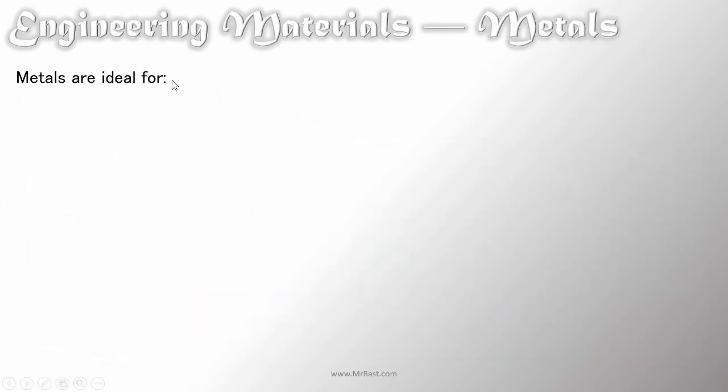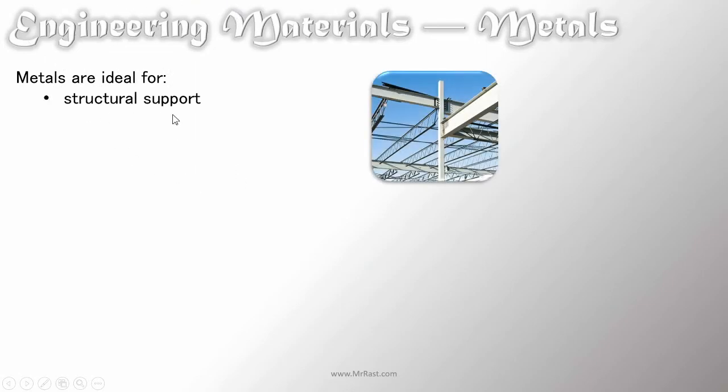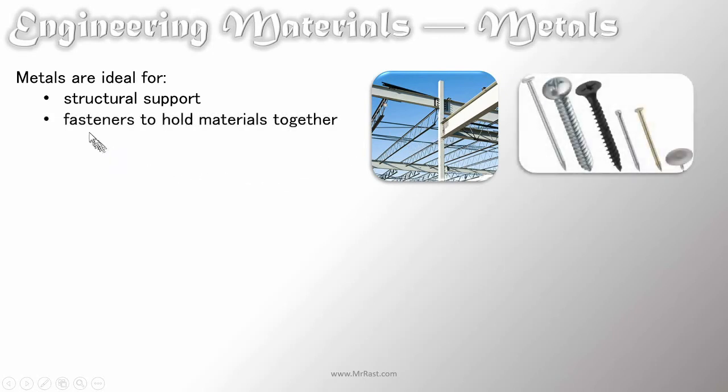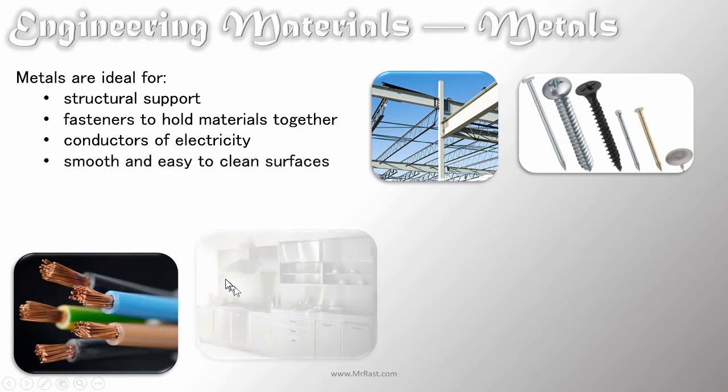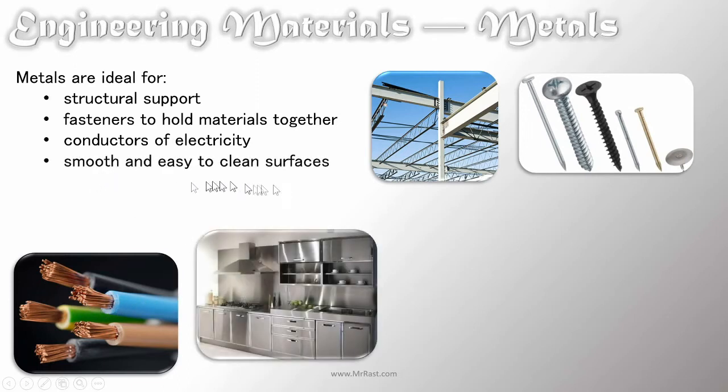So what are metals ideal for when we talk about engineering? Well, they're great for structural support because they're very strong and they're hard. They're good for fastening and holding materials together like nails and screws and tacks. They're great at conducting electricity because of that sea of electrons. The electrons are free to move about, so you can conduct electricity. Metals are smooth and easy to clean. So if you want a surface that's smooth and easy to clean, a metal's a great choice for that.